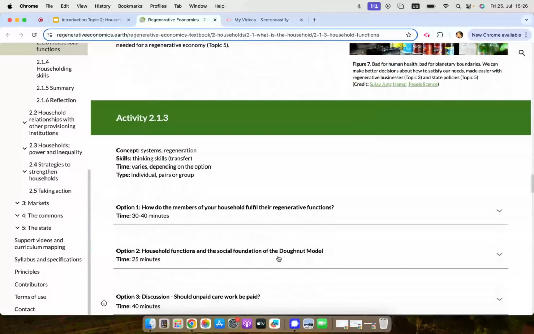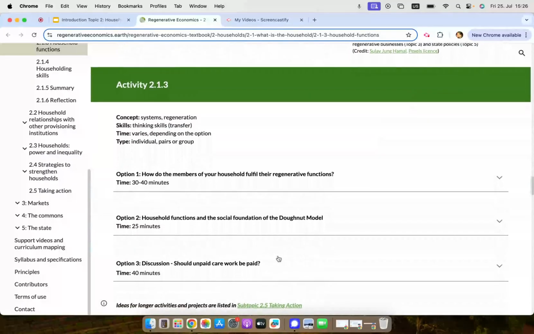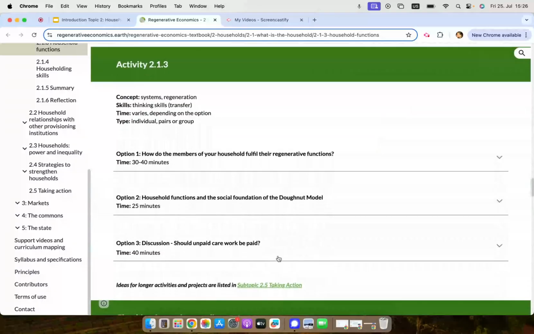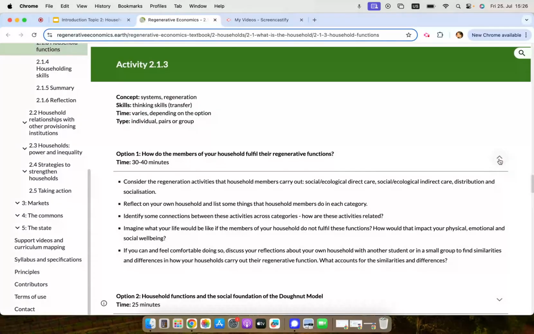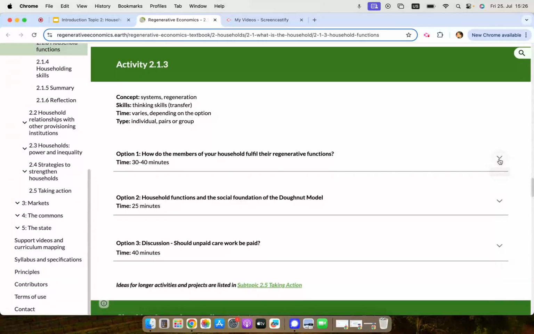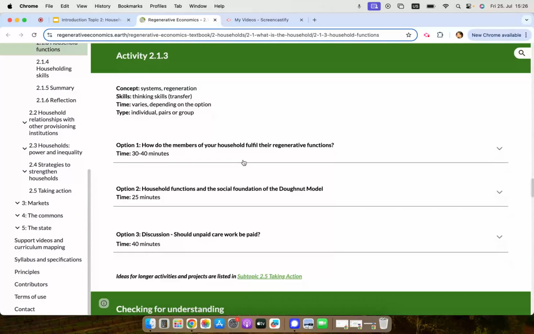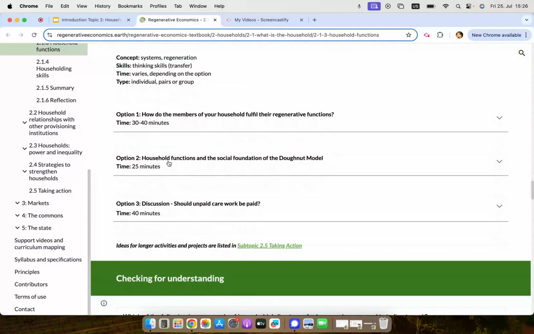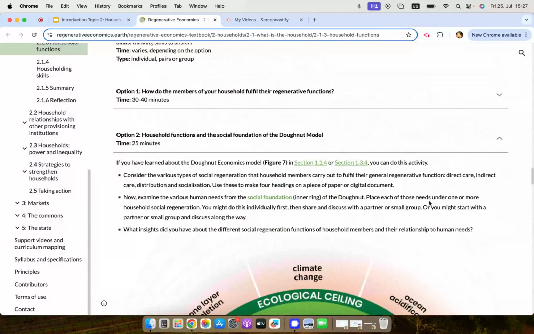After the text comes activities. So we have anywhere from 1 to sometimes 5 or 6 different activities that are possible to do with this section. In this case, we have used a drop-down bar here just to help save some space on the page. But you can see here the 3 different activities. One is a reflective piece about how members of the household fulfill the various regenerative functions. Another one is making a link between household functions and the social foundation of the donut economics model.